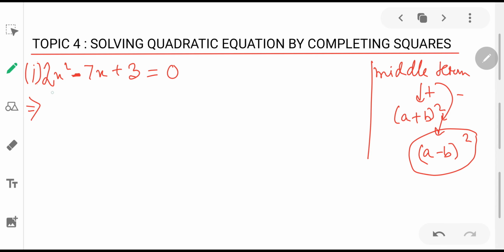For that, what is the first term? The first term is 2x square. Is it a perfect square? No, it is not a perfect square. So how can we write it? We can write it as (root 2 x) whole square.